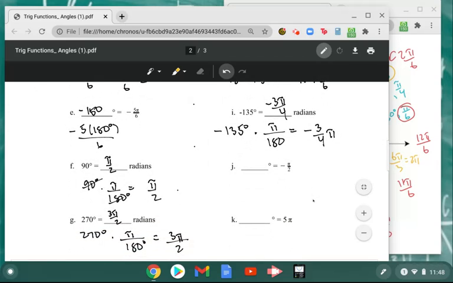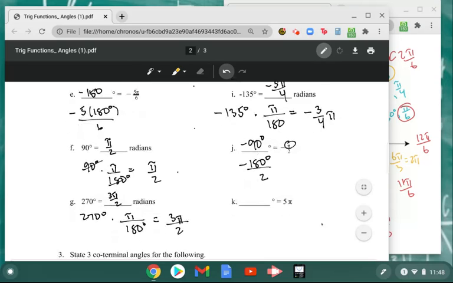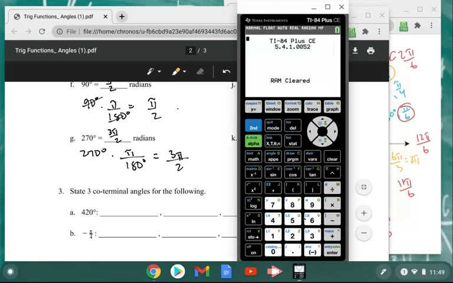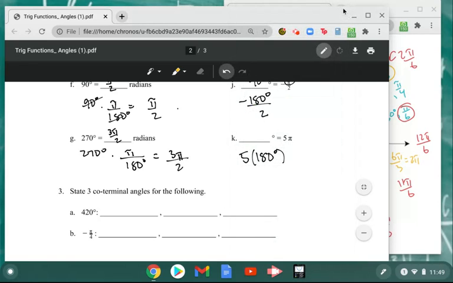Okay, negative pi halves. Pi halves, I know that pi halves is 90 degrees. So 180, just replacing that pi, is going to give me negative 90 degrees. Okay, and then finally, 5 pi. So I'm going to do 5 pi. 5 pi is 5 times 180 degrees, getting that into degrees. So I'm just going to go ahead and multiply 5 times 180. And that is 900 degrees.